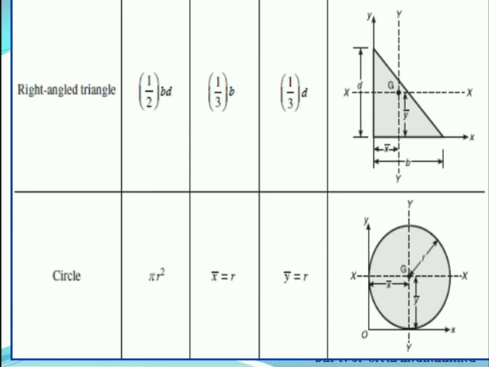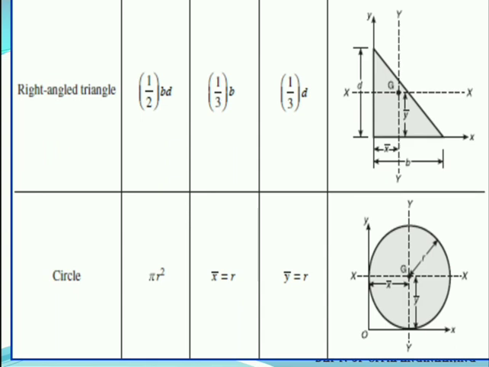Now next is a right angled triangle. When we consider this triangle, it is neither symmetrical about the x-axis nor symmetrical about the y-axis. Hence, for a right angle triangle, we get both the values of x bar as well as y bar, where x bar is 1/3 of the base and y bar is 1/3 of the depth.